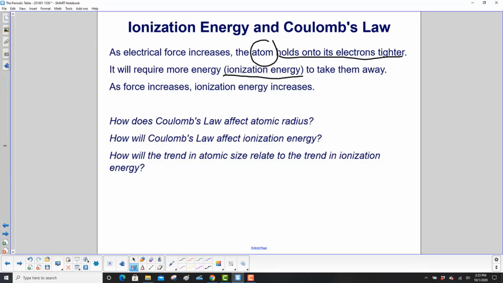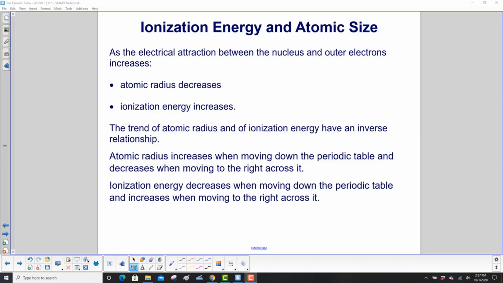So how does Coulomb's law affect the atomic radius? How will it affect the ionization energy? And how will the trend in atomic size relate to the trend in ionization energy? It's always good when you can tie together different phenomena. As the electrical attraction between the nucleus and the outer electrons increases, which is shown by Coulomb's law, the atomic radius decreases and the ionization energy increases. The trends of atomic radius and ionization energy have an inverse relationship. When one goes up, the other goes down.